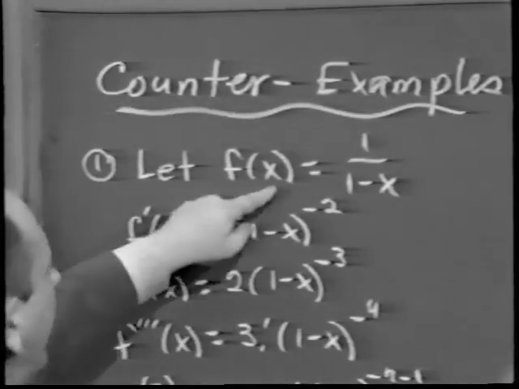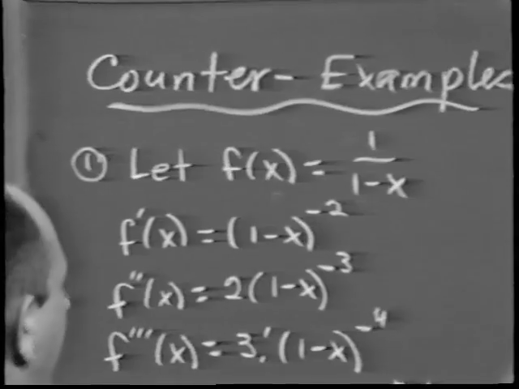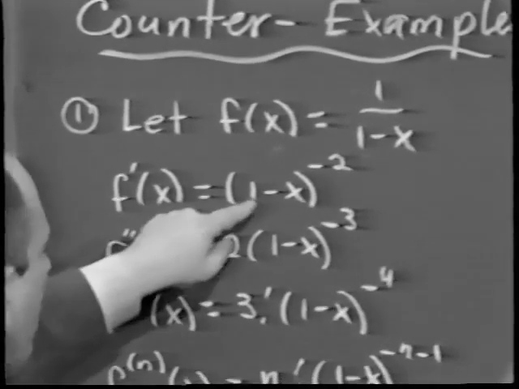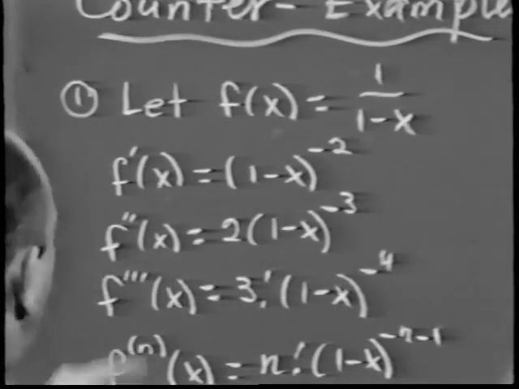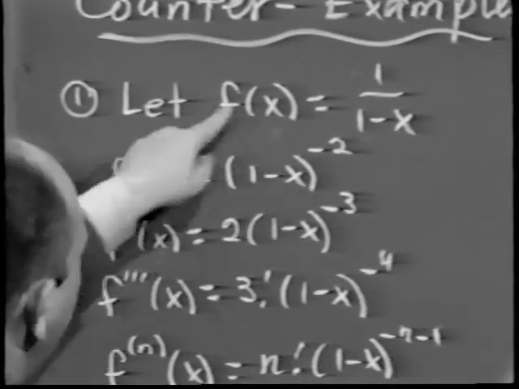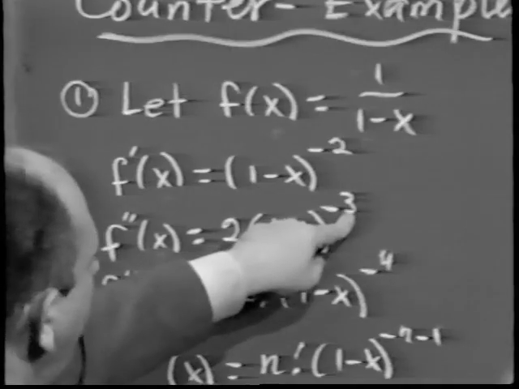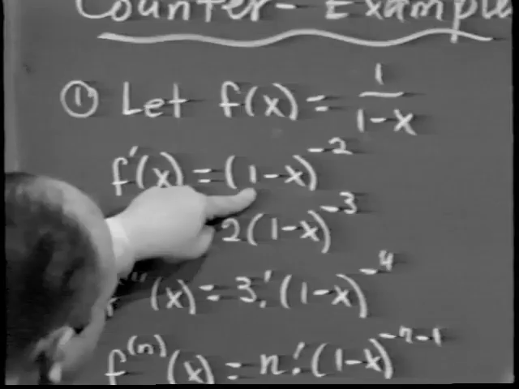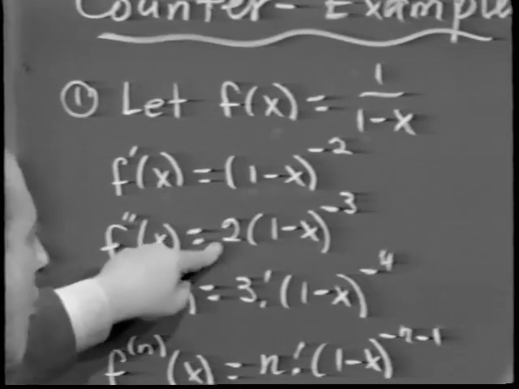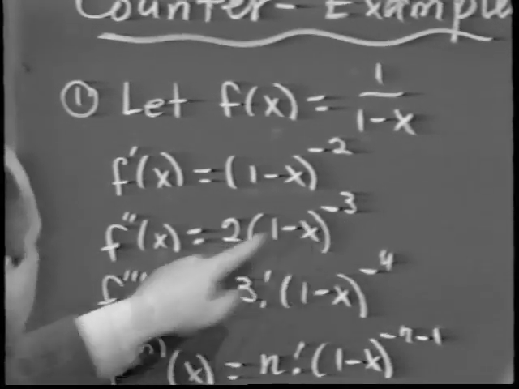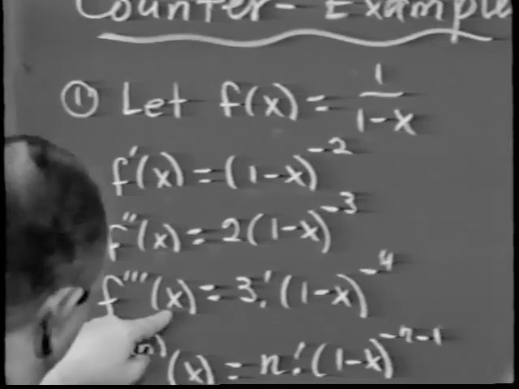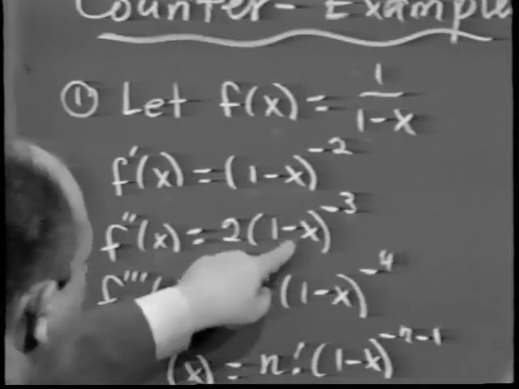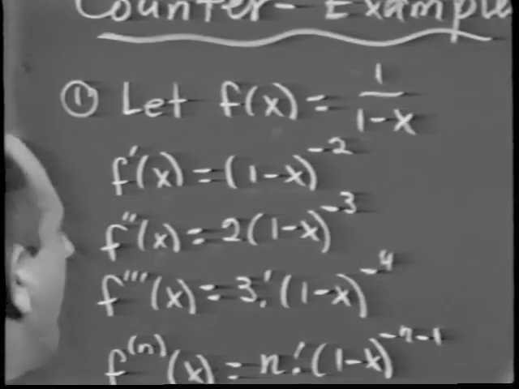For example, let f of x be 1 over 1 minus x. As a review in taking derivatives, f prime of x would be (1 minus x) to the minus 2 power. F double prime of x would be 2 times (1 minus x) to the minus 3 power. Notice you bring down the minus 2, but the derivative of what's inside with respect to x is minus, so minus times minus is plus. Similarly, the third derivative of f of x is 3 factorial times (1 minus x) to the minus 4th.